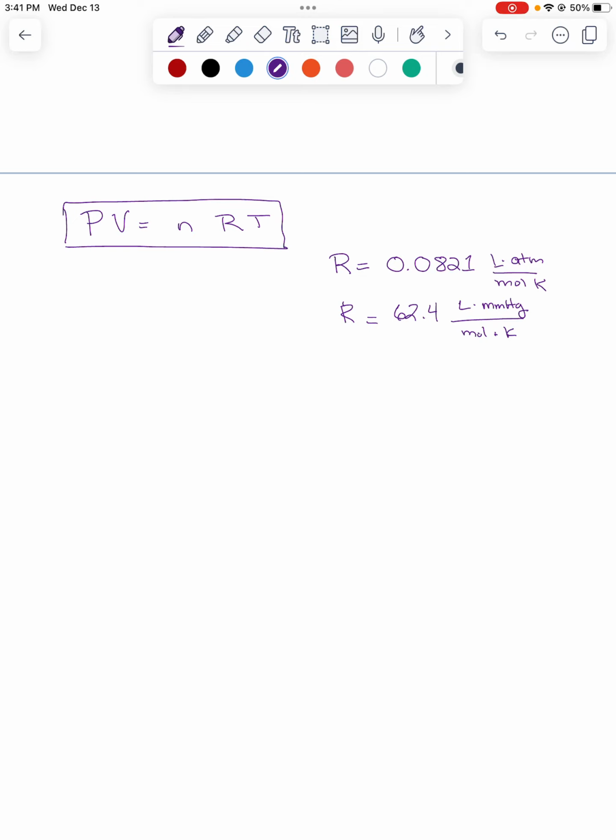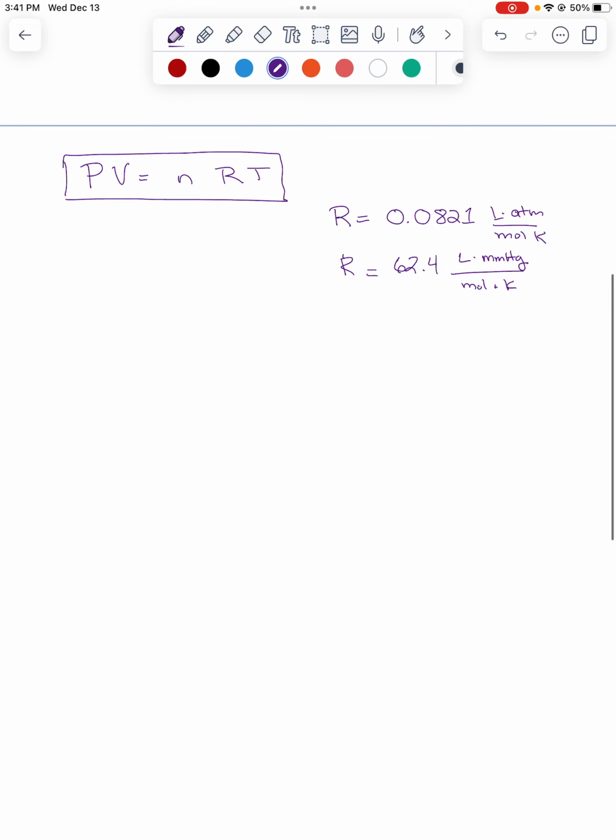So there's a question about how do I know what value of R to use with the ideal gas law, which is PV equals nRT. And the answer is it depends on what units you're using for pressure. So the units for R are either liters times atmospheres divided by moles times Kelvin, or liters times millimeters mercury divided by moles times Kelvin.